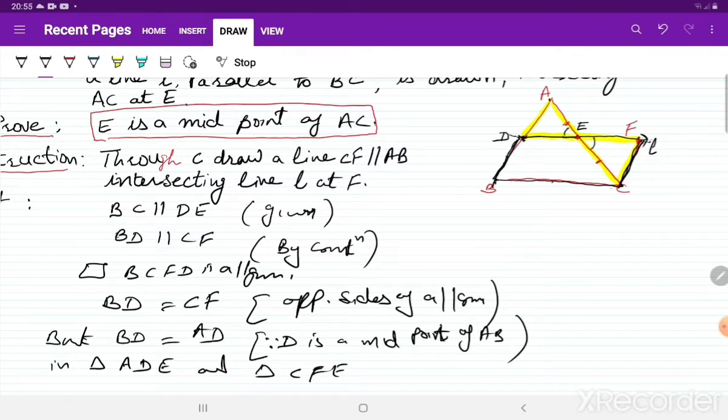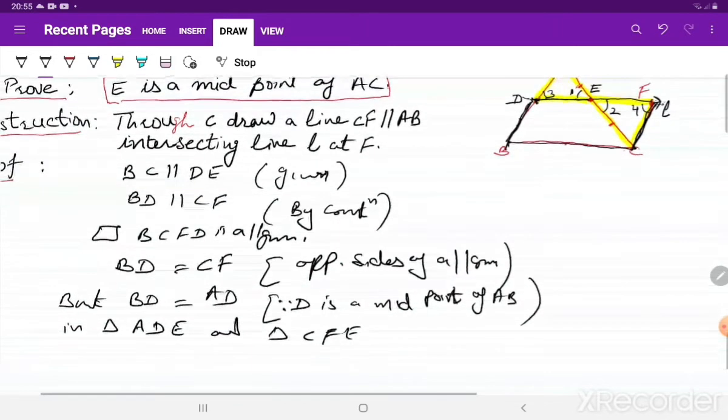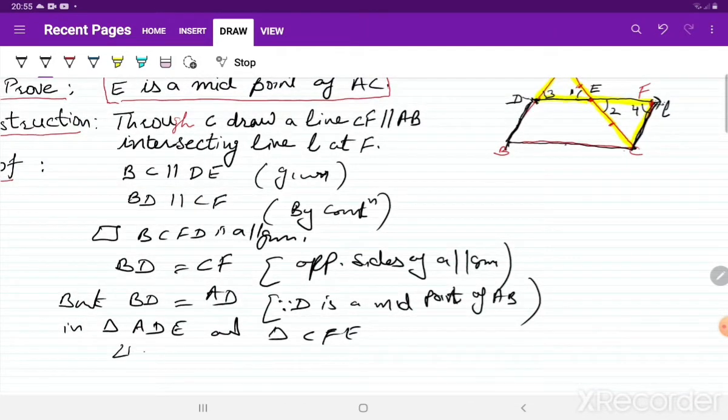This angle is equal to this angle. This is my first angle, this is angle 2. Angle 1, angle 2. You can write it, or you can take this angle. This angle is equal to 3. This will equal angle 4. Correct? Okay. Now, take angle 1 is equal to angle 2. Give the reasons: vertical opposite angle.